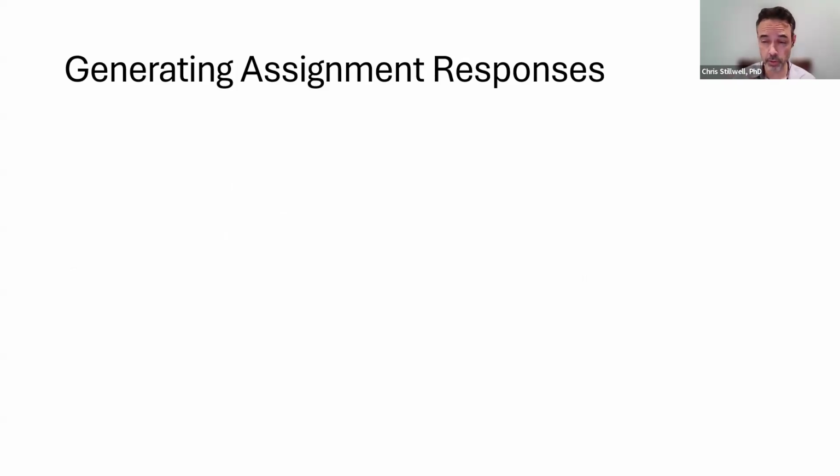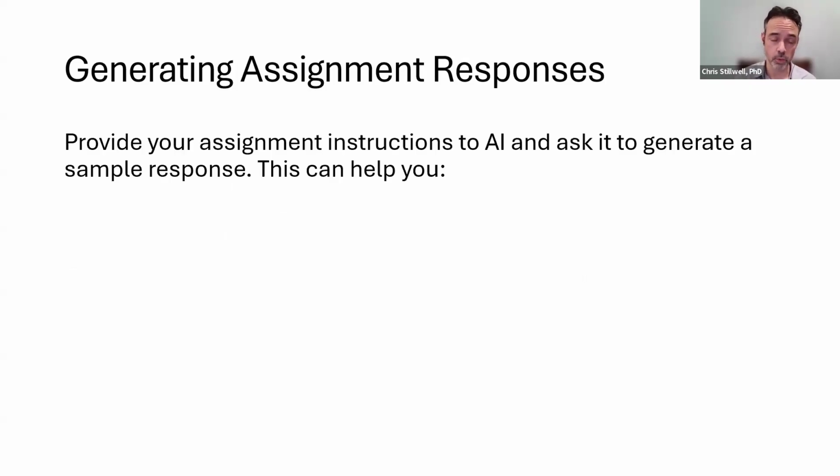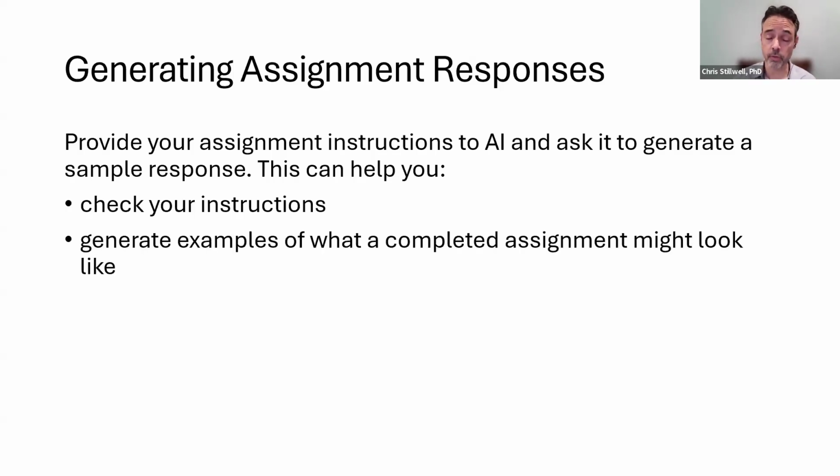So maybe we've got instructions for something we want the students to do, and we ask it to make something. So we provide our assignment instructions to AI. We ask it to generate a sample response. This can help in many different ways. It can help us to check our instructions to see if they're clear or not, and to see how they might be interpreted. It can allow us to generate examples of what a completed assignment might look like. And that can be very useful for our students.